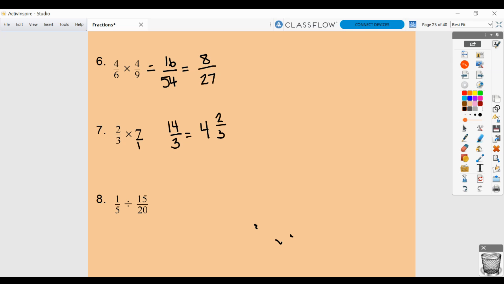Okay, the last one, we have division. So we need to keep the first fraction, change to multiplication, flip the second fraction. So 1 times 20 is 20. 5 times 15 is 75. Now both of those can go into 5. So 20 divided by 5 is 4. 75 divided by 5 is 15.